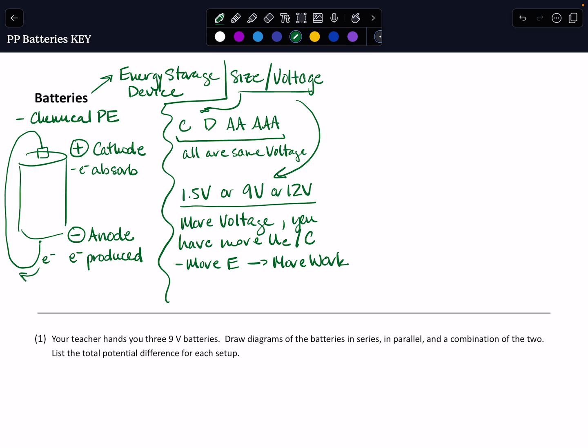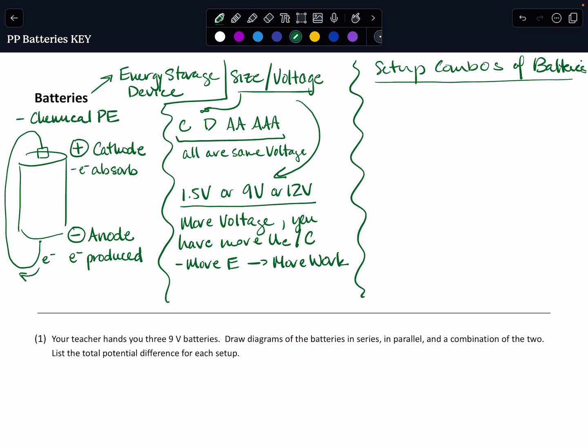All right, now, what if you need more voltage, but you don't want to use a really big 9-volt battery? All right, what can we do? Well, we can set up combinations of batteries. All right, so combinations of batteries come in two forms. You can set them up in series, right? And when you set a battery up in series, you're doing positive to negative, and you repeat it.